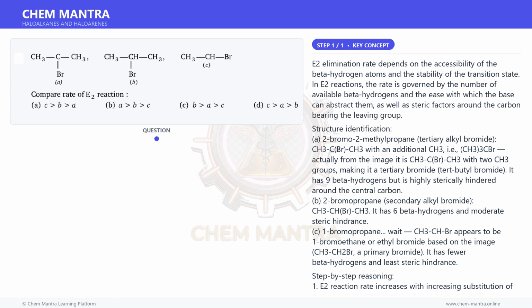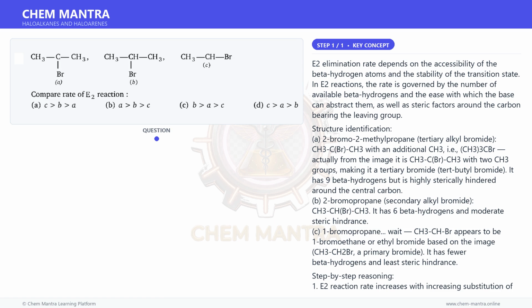Structure identification. A. 2-bromo-2-methylpropane, tertiary alkyl bromide: CH3, Br, CH3 with an additional CH3, i.e. (CH3)3CBr. Actually, from the image it is CH3, Br, CH3 with two CH3 groups, making it a tertiary bromide, tert-butyl bromide. It has 9 beta hydrogens, but is highly sterically hindered around the central carbon.